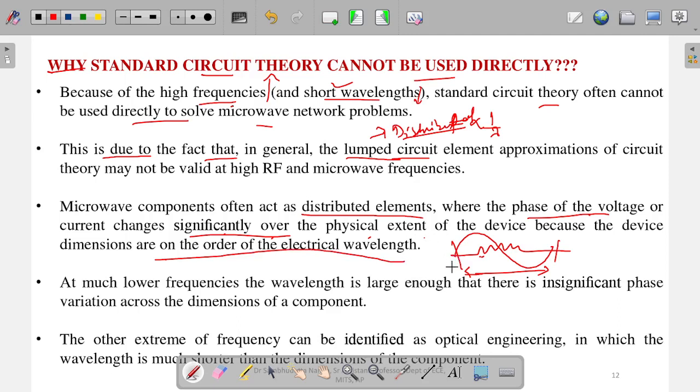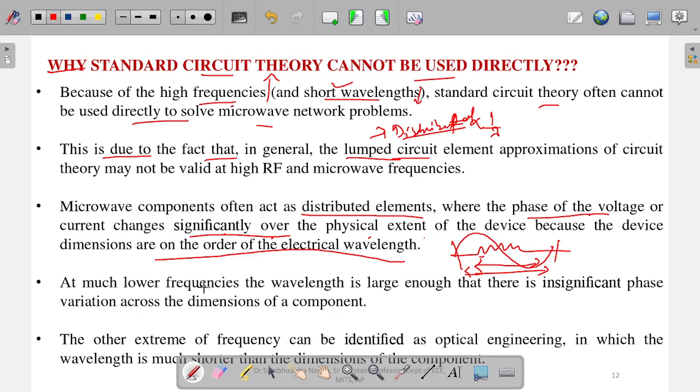So whatever resistor size we are using in normal AC circuits, the size of the resistor is somehow similar to the size of the wavelength. That is why throughout the resistor the voltage is not constant, it is different. From here you can see. So this is the reason normal circuit elements cannot be used in microwave engineering or high frequencies.